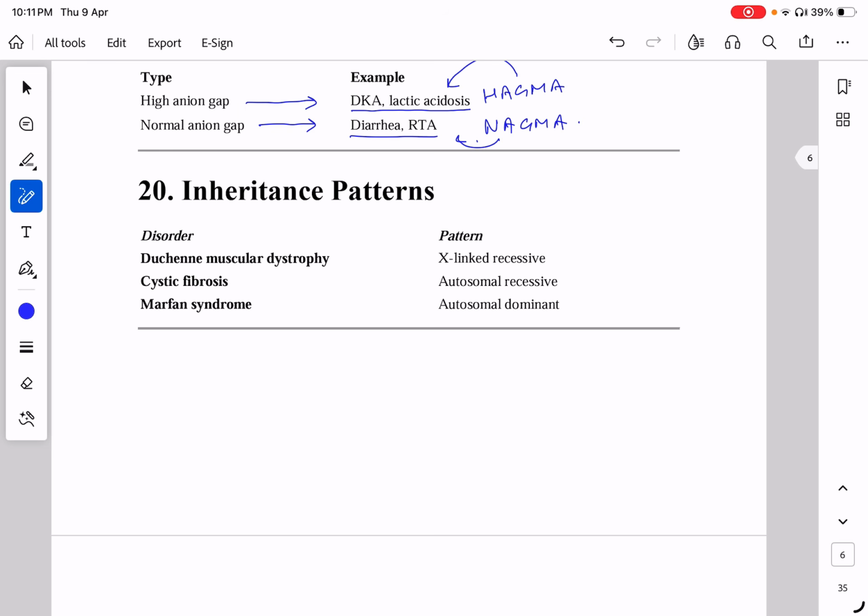Inheritance pattern of a few important diseases: Duchenne muscular dystrophy is X-linked recessive, cystic fibrosis is autosomal recessive, Marfan syndrome is autosomal dominant. Most of the biochemical illnesses are autosomal recessive.